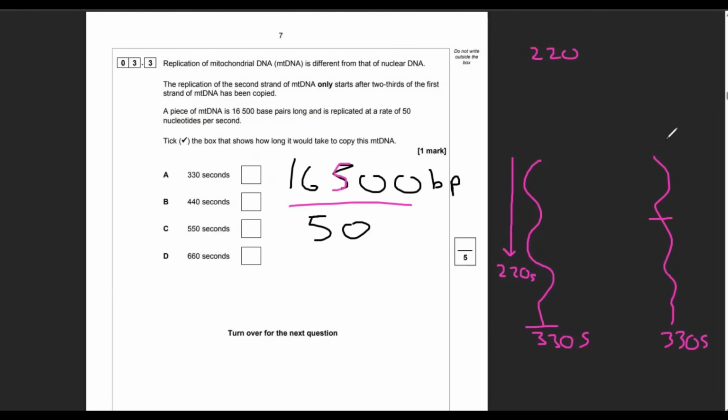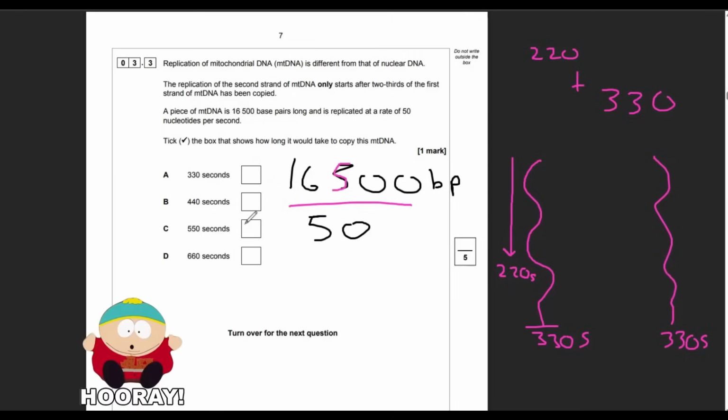another 220. So it's going to be basically 220 add 330, because this whole strand is going to take 330, and this is going to be the limiting factor, the one that takes longer, the second strand. But it doesn't start to be copied until the first one is 220 down, and then that starts to be copied. So we just want to go 220 add 330, and the answer is 550. And if you can make sense of what I was waffling on about there, 500 points. Well done.